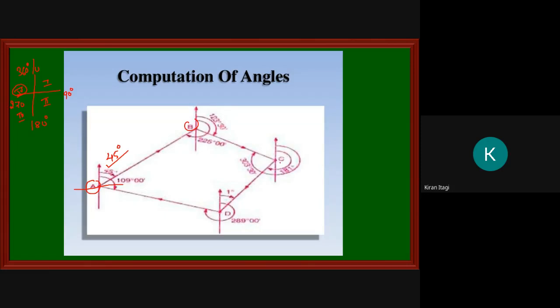So we have done this one. Then from B to C, how much has he given? 123 degree 30 minutes. Draw a line from B to C. From C to D, how much has he given? 181 degree. Then from D to A, what is the angle? It is 289 degree 0 minutes. The first thing is that you should draw the figure with respect to the given data.